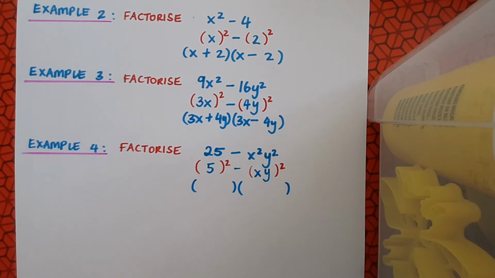And now what do you think will go in my brackets at the end of this? It'll be 5 plus xy by 5 minus xy. Again, if you had the minus and the plus in the other order, that's totally fine as well.